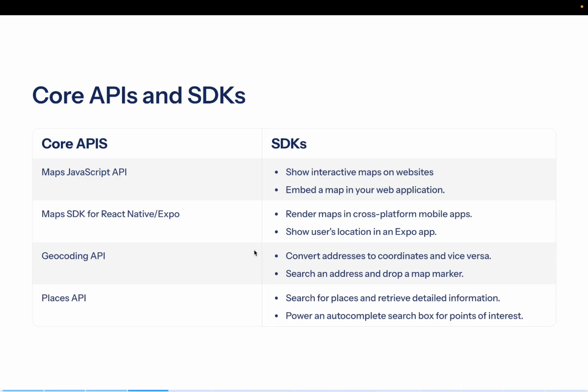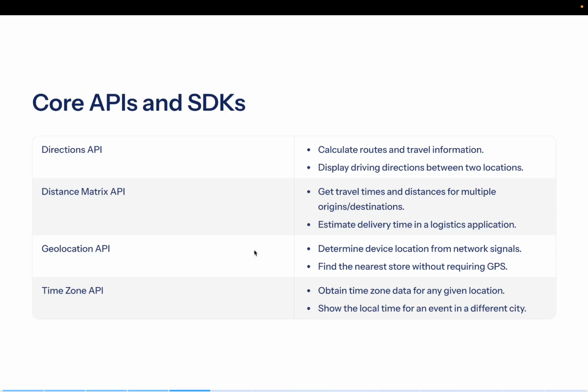The other one is Places API. While using this API, we can search for places. On that search bar we will get some suggestions, and based on the suggestions we can get some places. The other one is Directions API, which helps to calculate the routes and travel information. The other one is Distance Matrix API, which helps to get the travel information and distance for multiple origins.